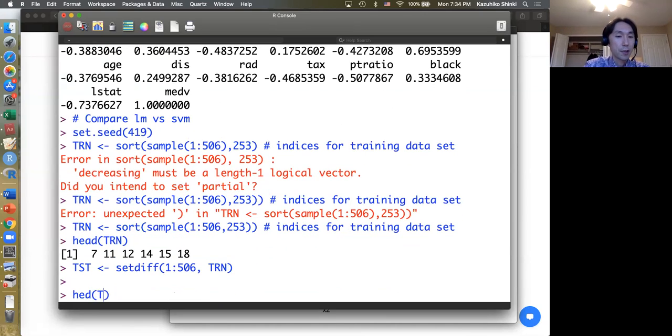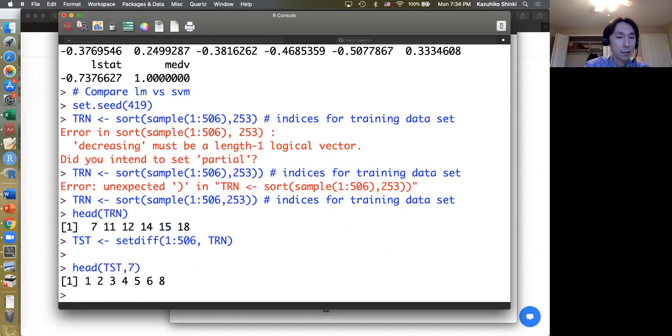So the first 6 observations are all in the test set, the 7th is in the training set, and the 8th is in the test set. So these are just mutually exclusive and exhaustive sets.